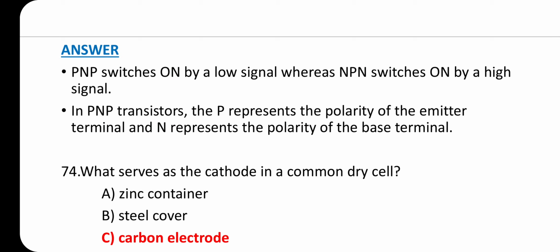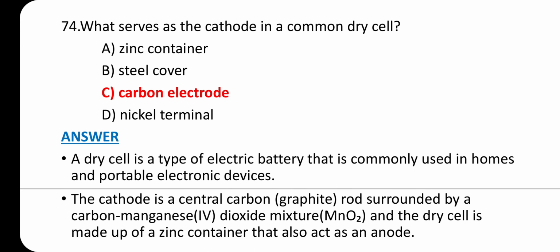PNP switches on by a low signal whereas NPN switches on by a high signal. In PNP transistors, the P represents the polarity of the emitter terminal and N represents the polarity of the base terminal. 74. What serves as the cathode in a common dry cell? Answer is option C, carbon electrode.